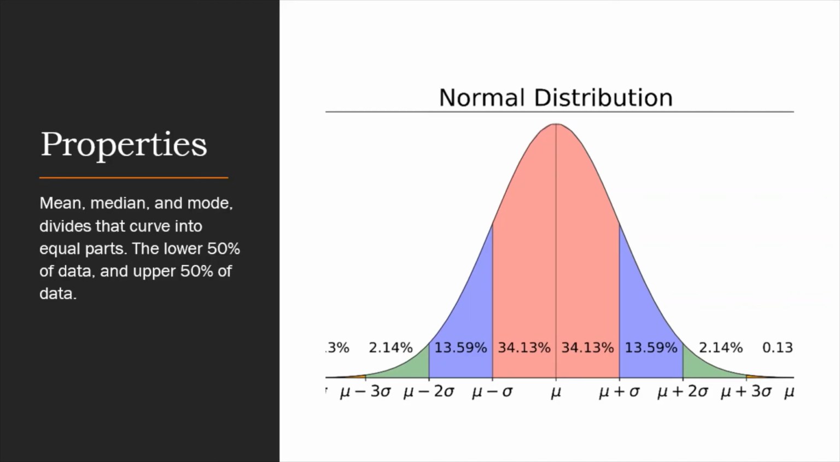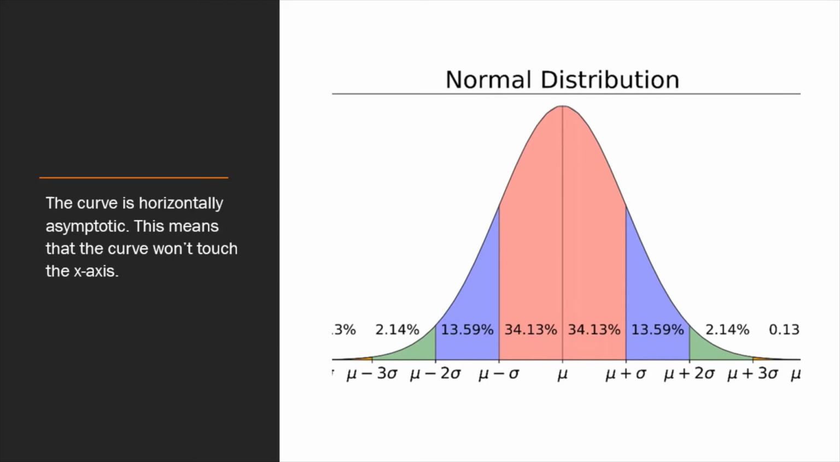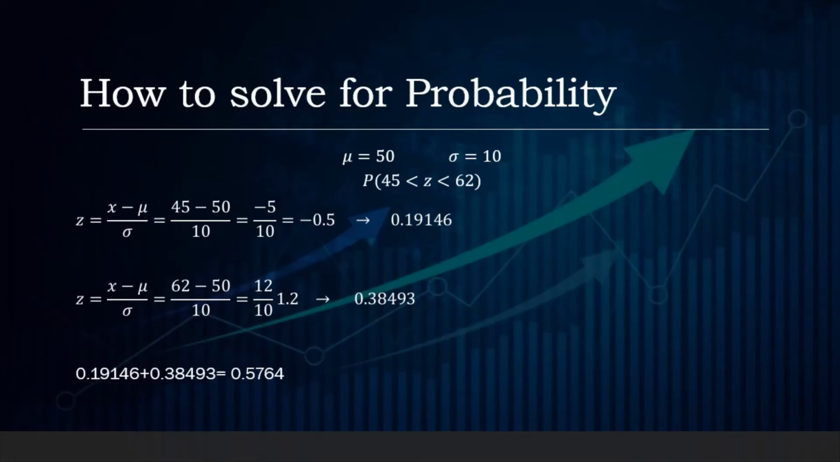Mean, median, and mode divides the curve into equal parts: the lower 50% of data and upper 50% of data. The curve is horizontally asymptotic. This means that the curve won't touch the x-axis. How to solve for probability?